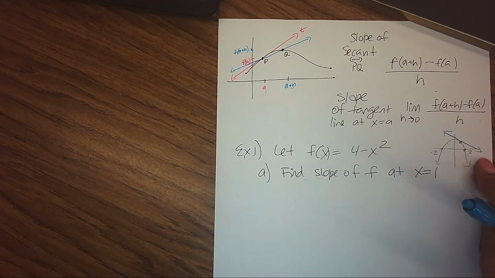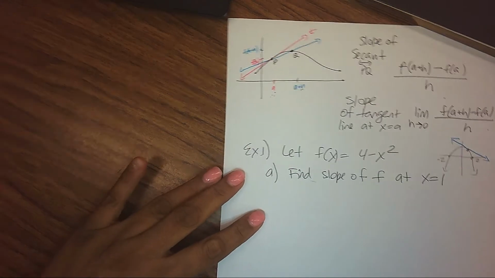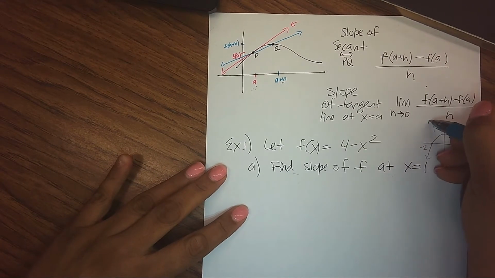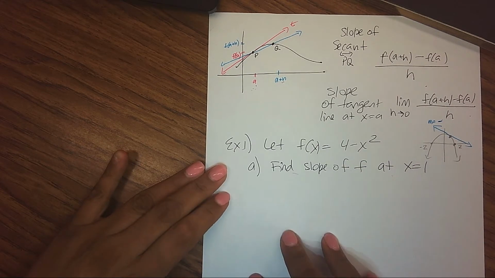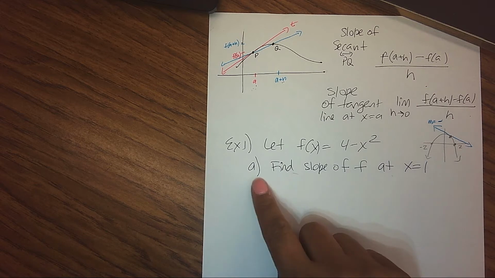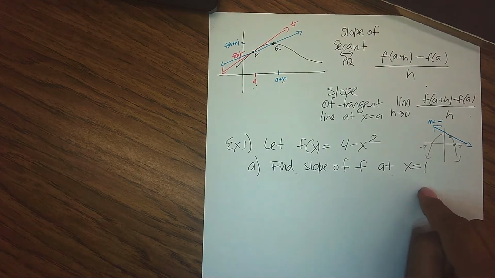The line is downhill. The line is decreasing. So the slope will be negative. m will come out to be some negative answer, and I hope when I do that my work confirms that. So how do you find the slope of f at this curve? Slope of f at x equals 1.